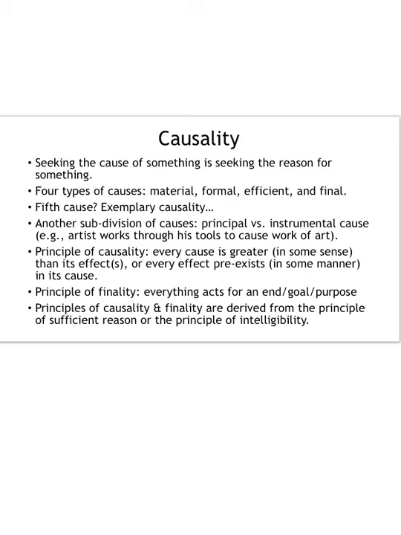So you have the agent intellect and the possible intellect. The agent intellect abstracts intelligible species and presses it on the possible intellect, and so on. I won't bore you with all that. But the general principle is that act and potency here are distinct realities. We just talked about the fact that I'm possibly over there and that I'm actually over there are different things, right? So that's all that means.